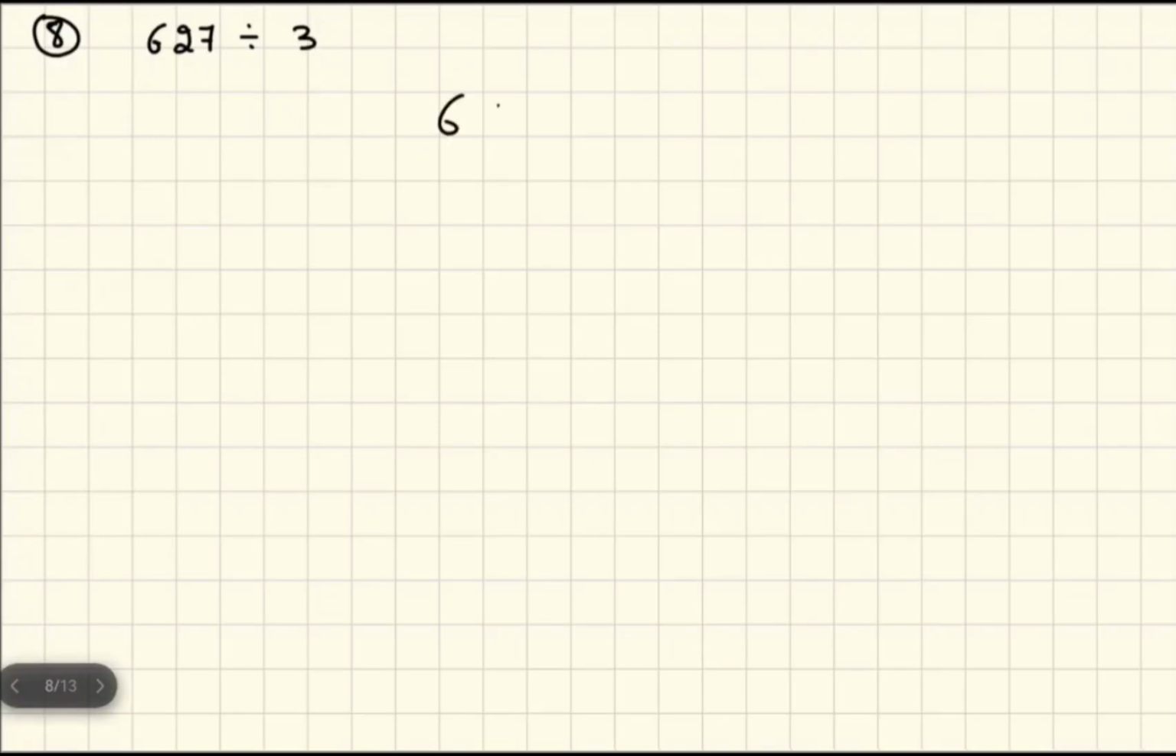Now, long division again, 627 inside. The 3 is the divisor, it goes outside. So 6 is bigger than 3, so it's enough to take 6. 3 times how much is 6? We know it's times 2.